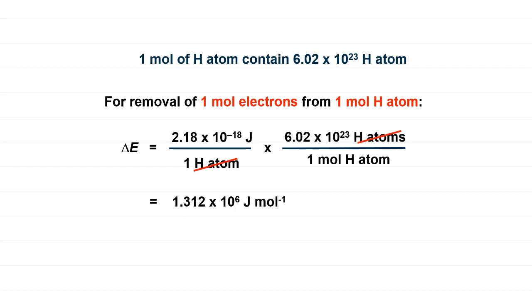If we want to change it to kilojoule per mole, we need to apply the prefix of 10 to the power of 3 to get the kilo. And lastly, we have 1312 kilojoule per mole as our final answer for ionization energy.